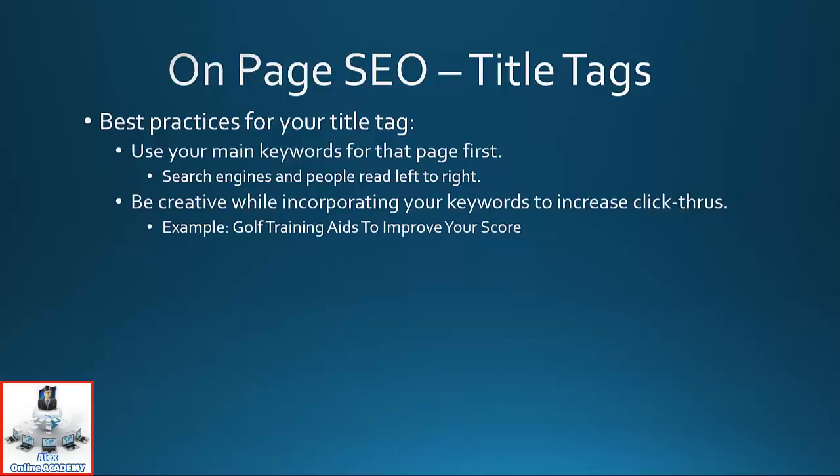So for example, golf training aids to improve your score. That's a really good title tag because it gives people an incentive. They're not just seeing golf training aids, but they're getting golf training aids that might improve their score. Or dating success tips that may change your life. Or dating success tips dash free ebook, or something like that that's going to make them jump out.